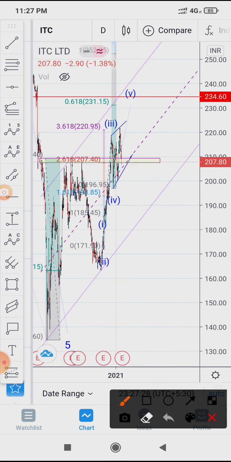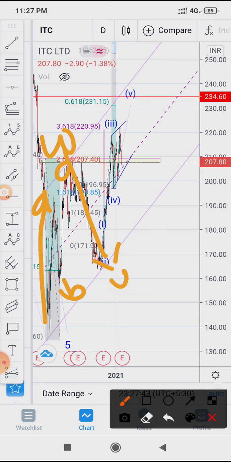So now one can draw corrective patterns here. That will be W, because this is A move, this is B move, and this is C move. So this is called W. Then here you will call it X, sorry. And here when it goes up and reaches these levels somewhere around 230, 235, we call it Y. So this is called a double zigzag, or double complex correction pattern.